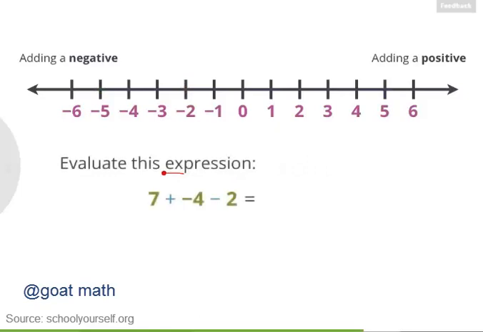Next, try evaluating this expression. What's 7 plus negative 4 minus positive 2? Again, whenever you have multiple additions and subtractions, you should work your way from left to right. Excellent! First, 7 plus negative 4, which is the same as 7 minus 4, equals 3. And then 3 minus 2 equals 1. So nicely done. You've got some solid practice with adding negative numbers.